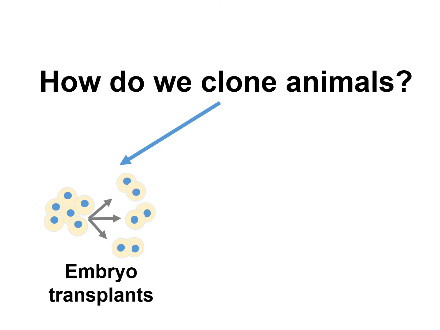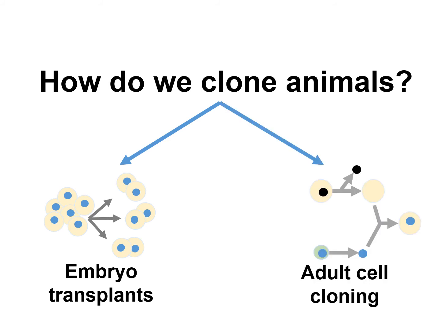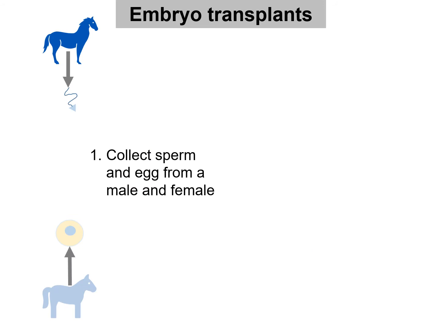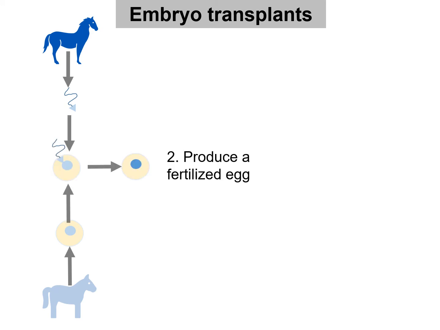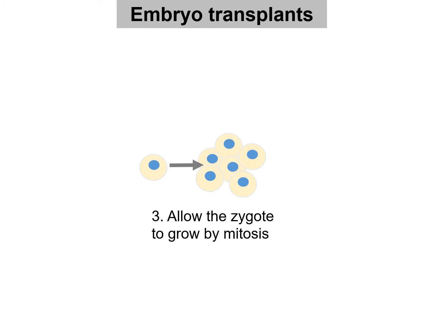Embryo transplants are an artificial way to produce identical twins. Adult cell cloning, which has only been possible since 1958, with the cloning of a frog, is the other method that we are going to talk about. So, embryo transplants. First step is to collect a sperm and an egg from a male and a female. We then produce a fertilized egg. We then allow a zygote to grow by mitosis.